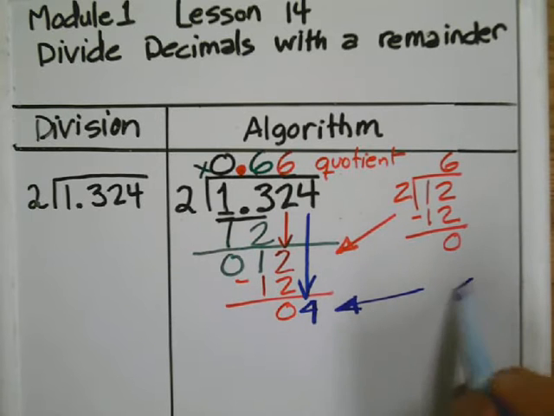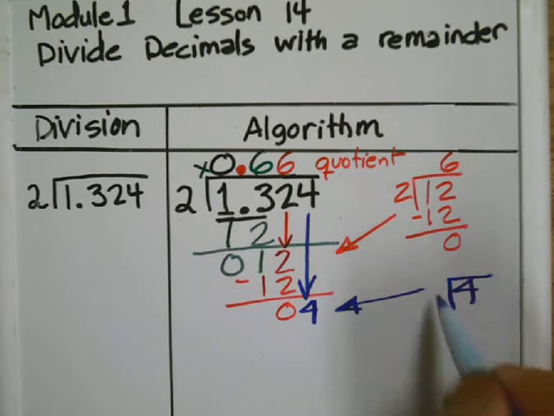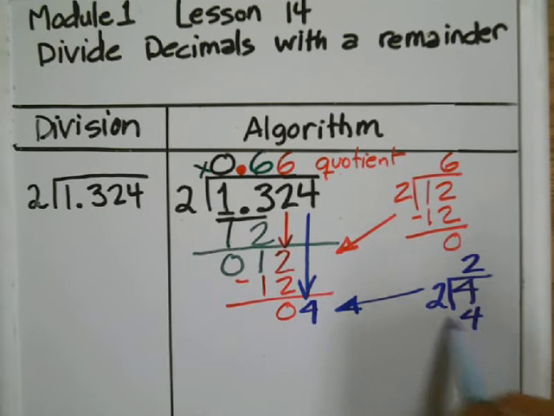4 divided by 2. So, how many groups of 2's can you make out of 4? And the answer is 2. 2 times 2 equals 4, and the remainder is 0.